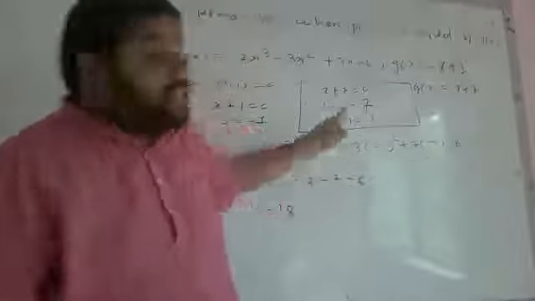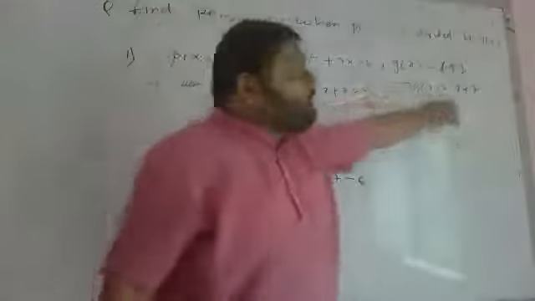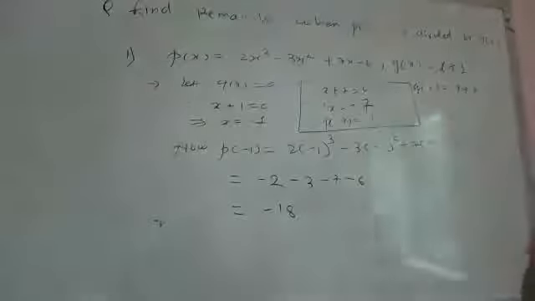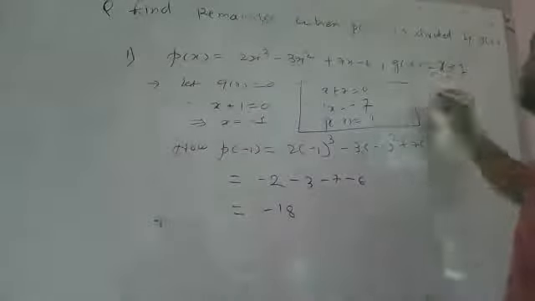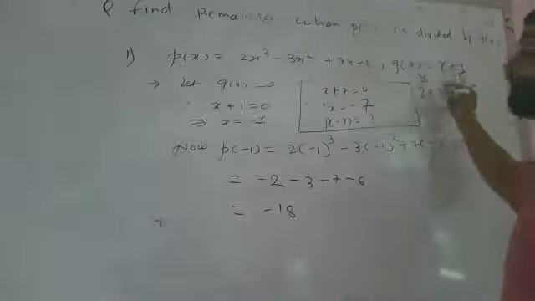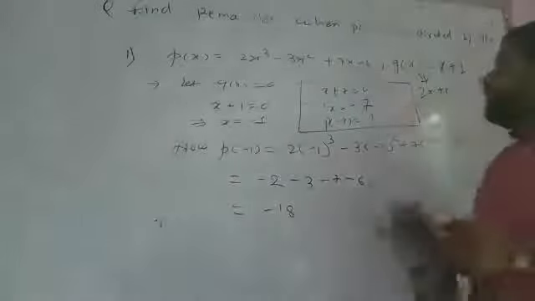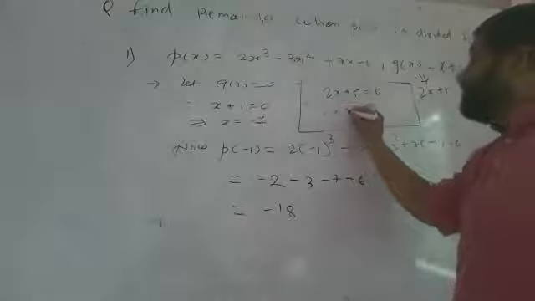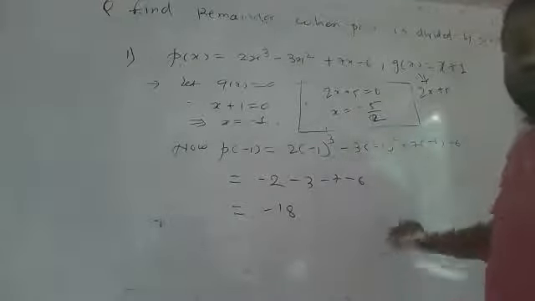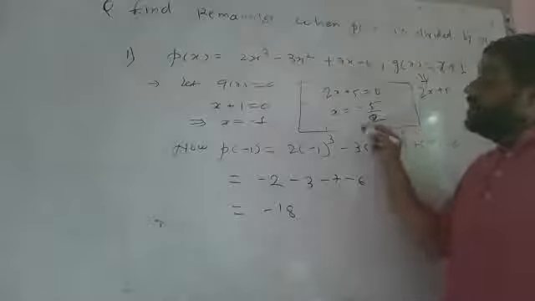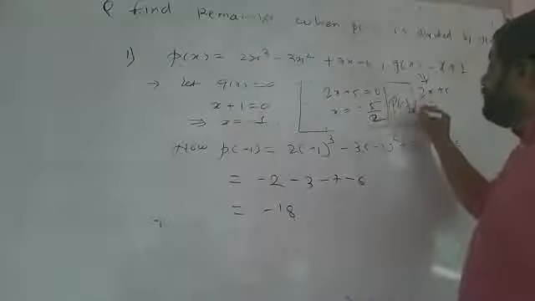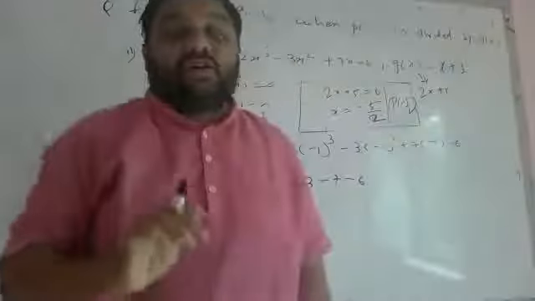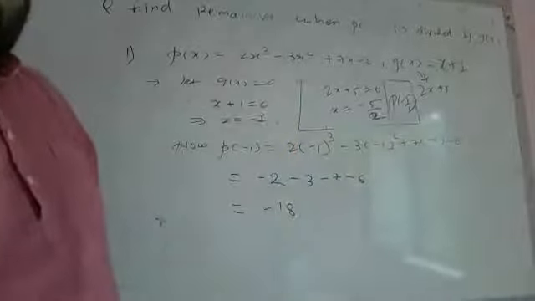Which remainder? When P of x is divided by G of x is equal to x plus 7. If in place of x plus 7, they have given you 2x plus 5 is equal to G of x, what you will do? You will equate 2x plus 5 is equal to 0. So x will be minus 5 by 2. Then you will find P of minus 5 by 2. Here in place of x you will put minus 5 by 2. This is the concept. Understood? Yes sir.